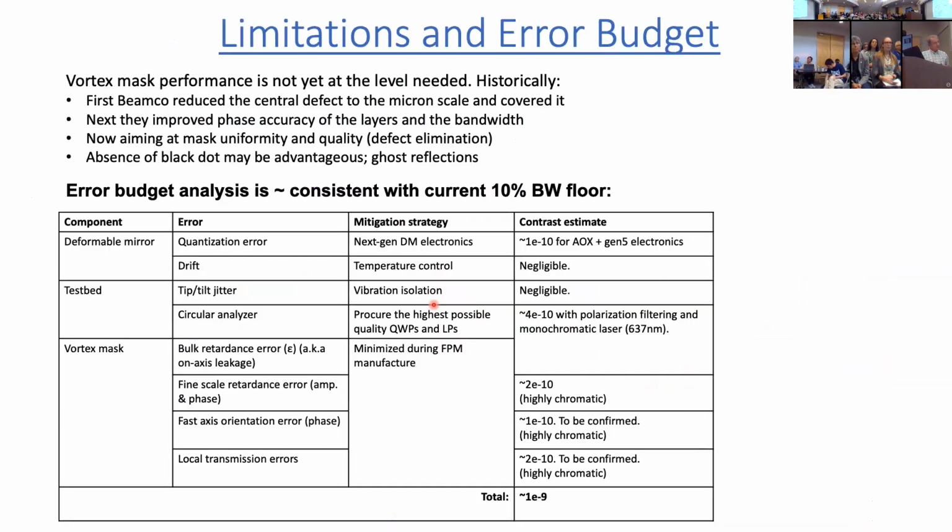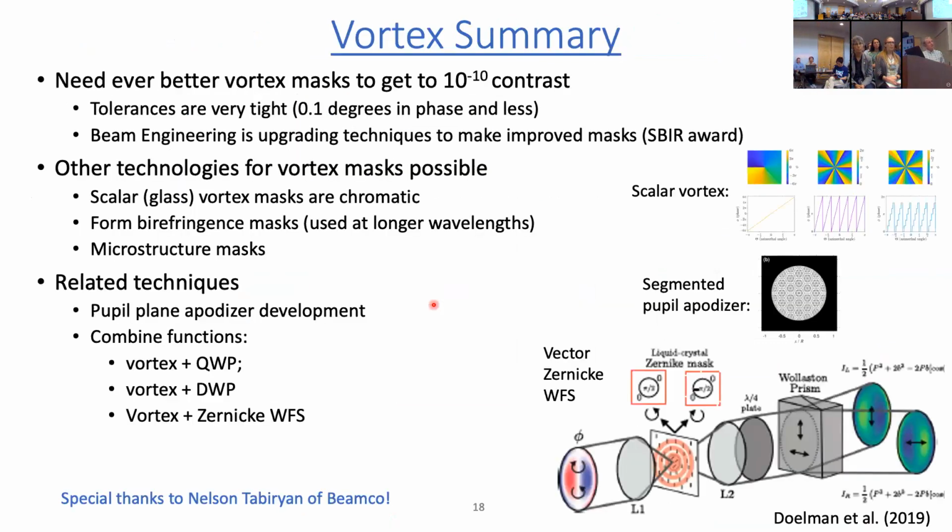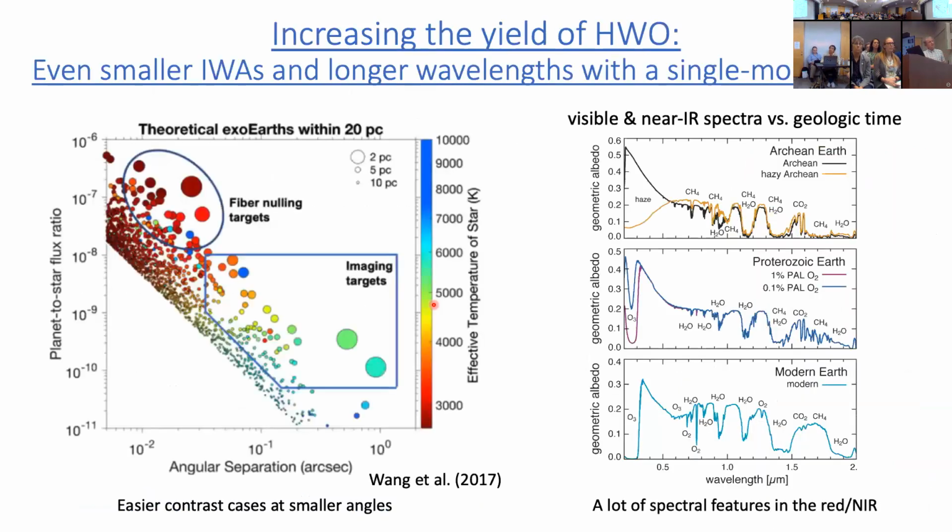So we've got an error budget, which I never planned on going into in detail here, so I'll just skip through that. But I mentioned the main limitations of the defects and the phase accuracy of the layers themselves. So we're aiming at mask uniformity. And so to summarize the vortex work, we're getting there, but the tolerances are very tight. The beam engineering actually has an SBIR award to improve their techniques. There's lots of other things to look into, such as scalar vortices, the apodizers that might be needed, and combining functions with Zernike wavefront sensing, for example.